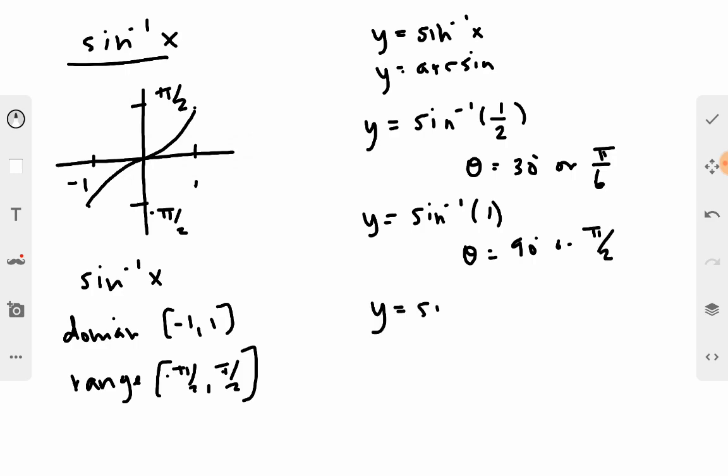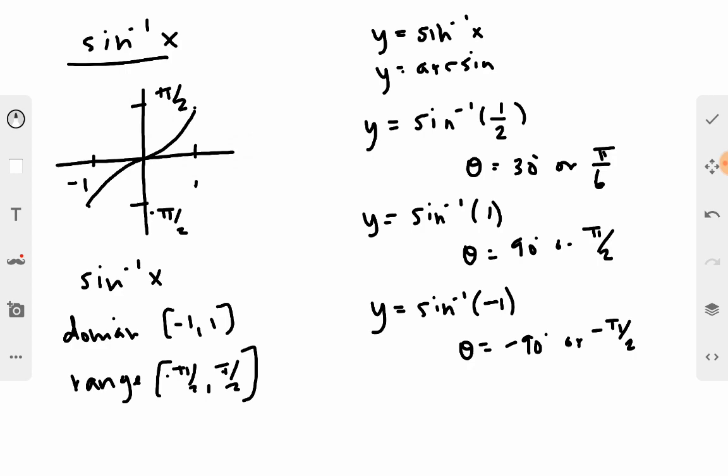Okay, y equals sine inverse of negative 1. Okay, now, if we think of our 0 to 2 pi sine, we might answer 3 pi over 2. But sine inverse can't return 3 pi over 2 or 270. It's got to return something between negative pi over 2 and positive pi over 2. So it's going to say negative 90 or negative pi over 2.